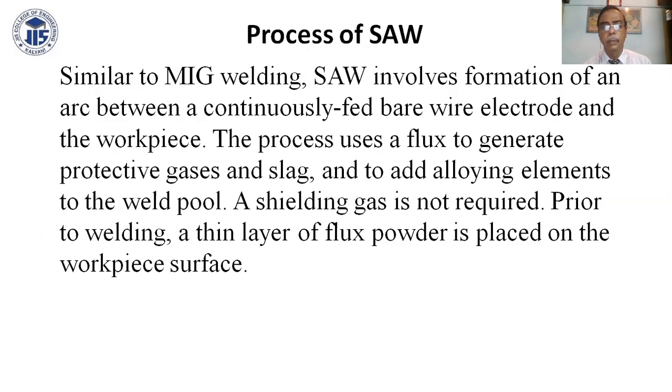Similar to MIG welding, submerged arc welding involves formation of an arc between a continuously fed bare wire electrode and the workpiece. The process uses a flux to generate protective gases and slag and to add alloying elements to the weld pool. A shielding gas is not required. Prior to welding, a thin layer of flux powder is placed on the workpiece surface.